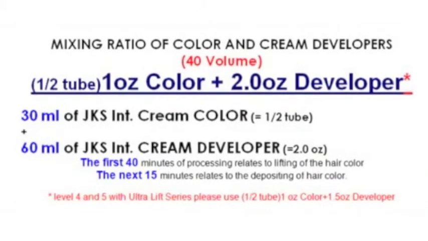Let's say you use half a tube, because since you're using more peroxide, I don't think it's necessary to use so much color. So with half a tube, which is 1 ounce of color, you would use 2 ounce of 40 volume developer. Let me give you an example on that.